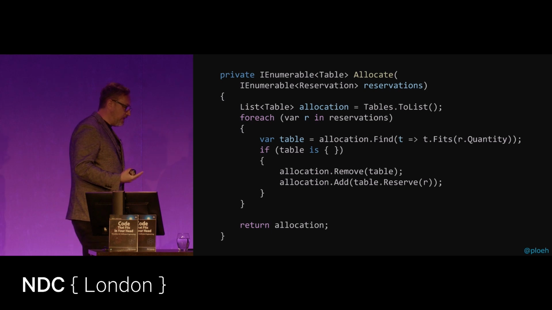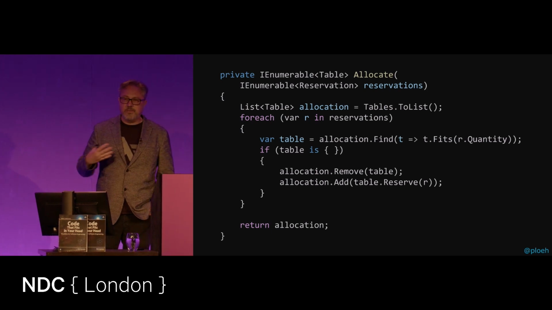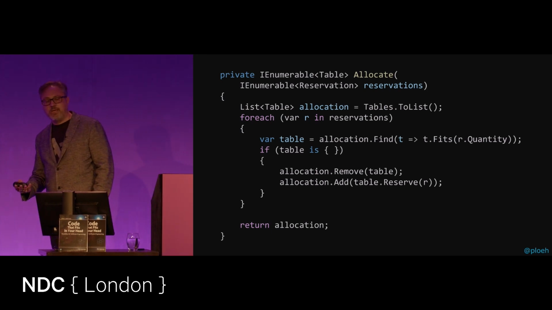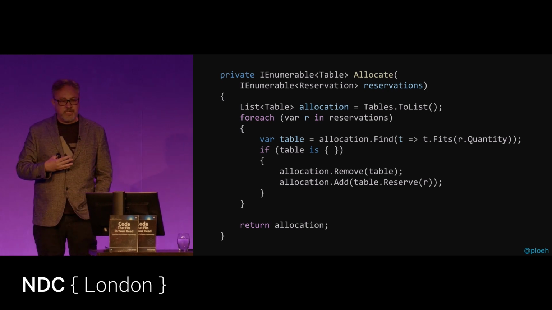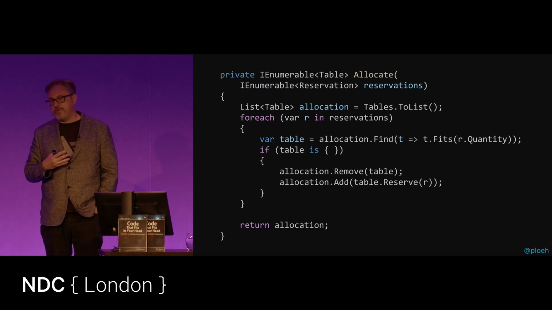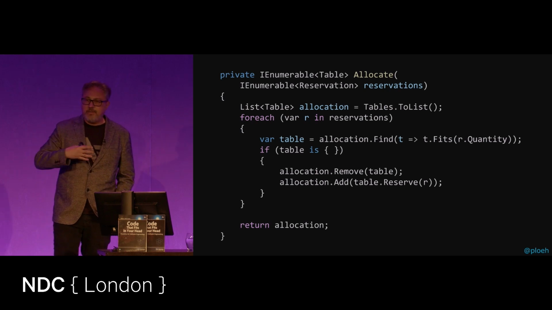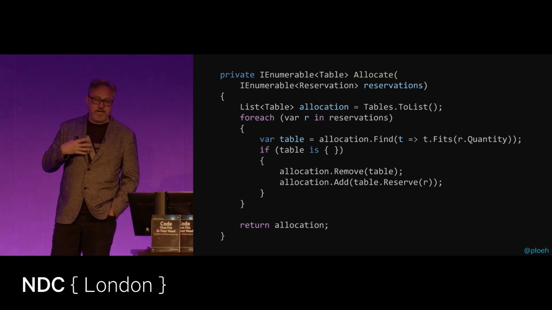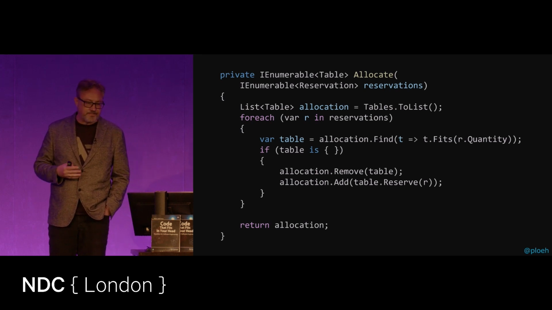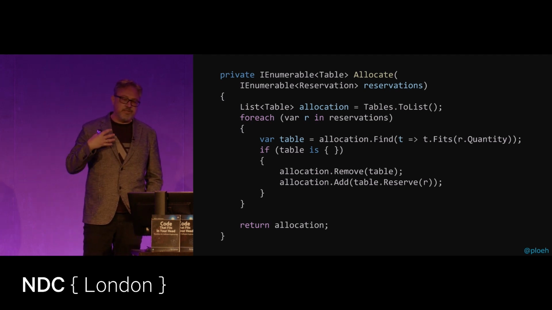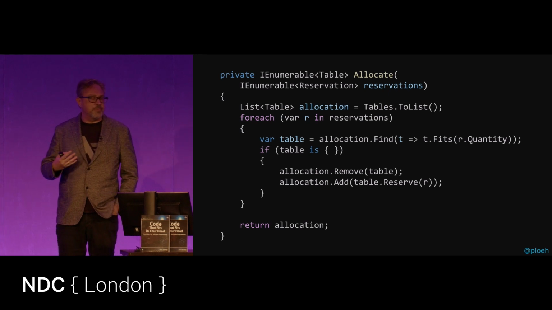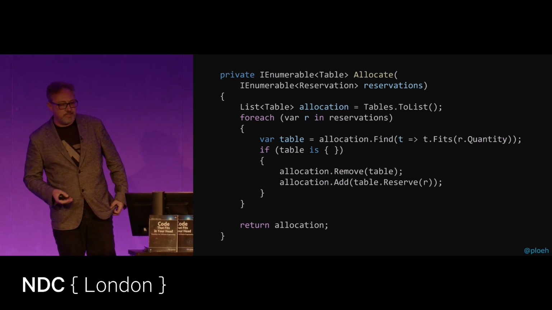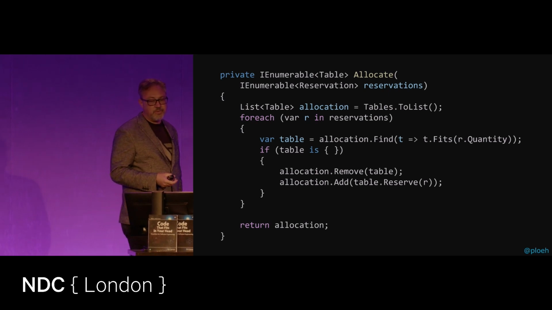So one of the things we might notice is, first of all, okay, so this is a method, it has a name, it's called allocate. It returns an IEnumerable of table, takes an IEnumerable of reservation as input. So if there are any people in this audience who are not .NET developers, IEnumerable is basically just a collection. And reservation and table are objects, domain objects that we haven't seen yet. I'm actually not going to show you those.